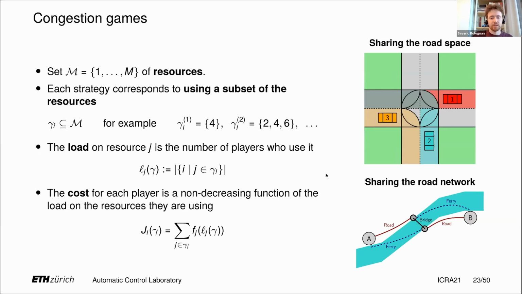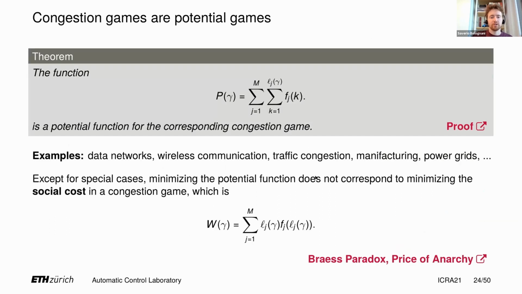So if your game has this structure, then you can use the fact that congestion games are potential games. In fact, you can prove that the potential function is known in closed form. It is the one that you see listed here, and the proof requires a slide and a half to show that this is actually a potential function. And congestion games happen everywhere. I mean, historically in data networks, communication, like how many users are using the same communication channel, traffic, manufacturing, power grids, but I argue also robotics and dynamic games.